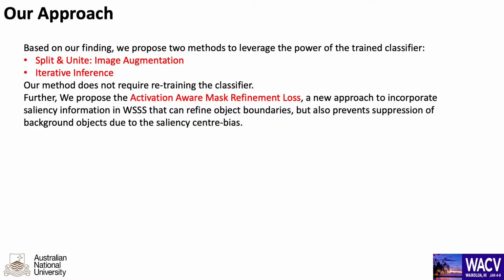Based on our finding, we propose two methods to leverage the power of the trained classifier. First is split and unite image augmentation. Second is iterative inference. Our method does not require retraining the classifier. Finally, we also propose the activation-aware mask refinement loss, which is a new approach to incorporate the saliency information in the weakly supervised semantic segmentation training.